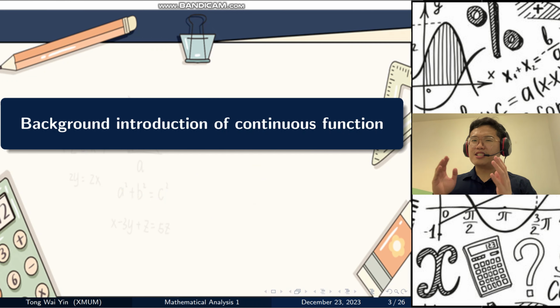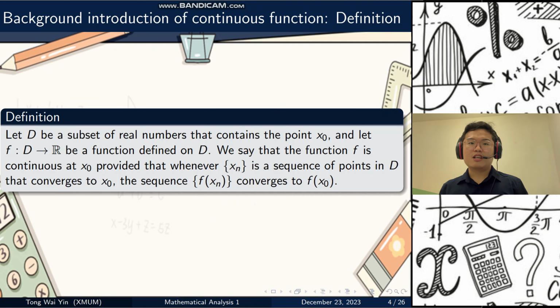Continuous function is a kind of function which is very common and useful in the world of mathematics. The definition of continuity of function is as given on the slide. Let D be a subset of real number that contains the point x0, and let f be a function defined on D. We say that the function f is continuous at x0 provided that whenever xn is a sequence of points in D that converge to x0, the sequence f(xn) converges to f(x0). We say f is a continuous function if it is continuous at every point of its domain D.